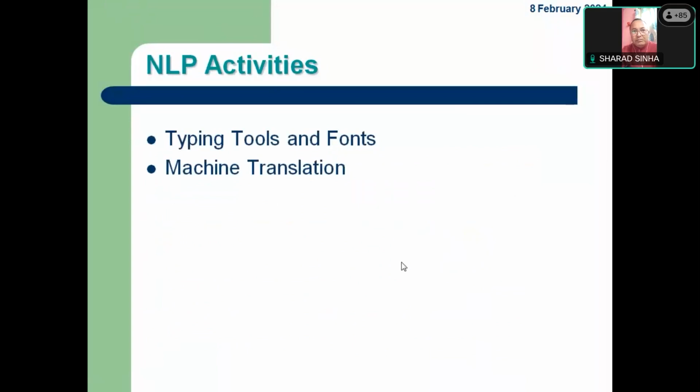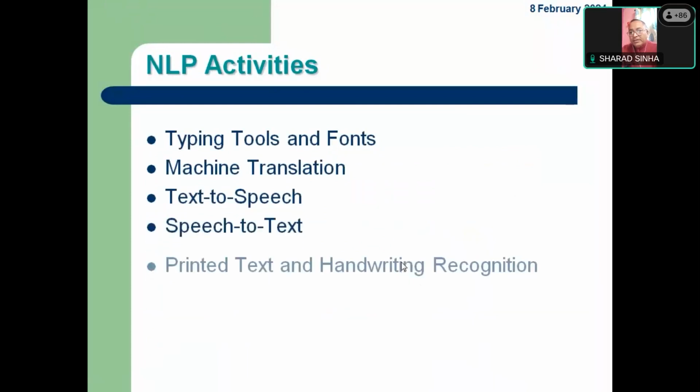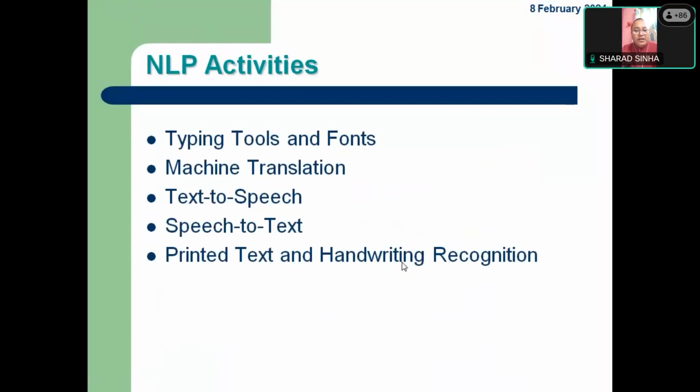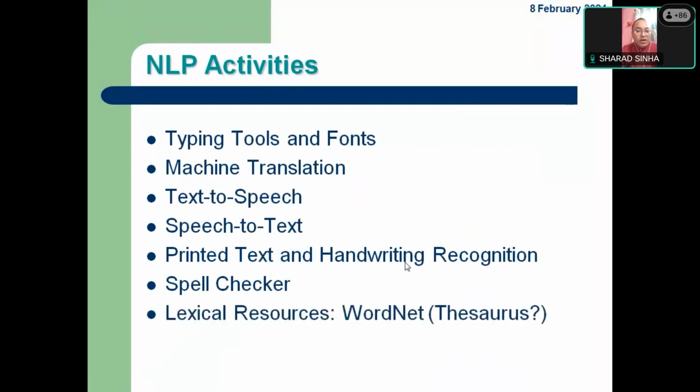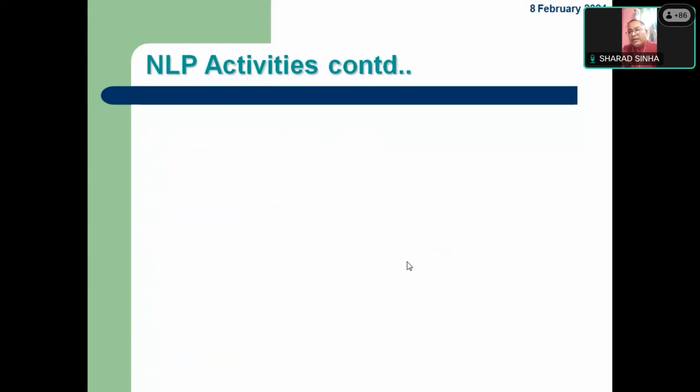And machine translation. A lot of work is going on in this area. Text to speech, speech to text, printed text and handwriting recognition, spell checkers, and lexical resources like WordNet. WordNet is maybe like a thesaurus, but it is not a thesaurus. A lot of resources are there that you can hook to. And then we do sentiment analysis and everything. Other activities include email filters, like spam filters.